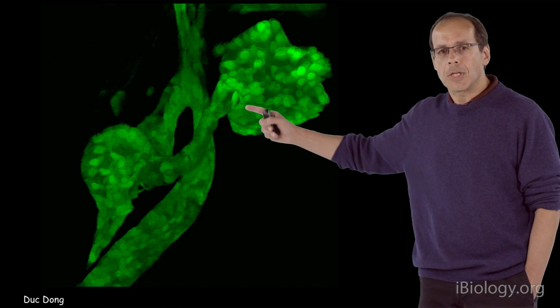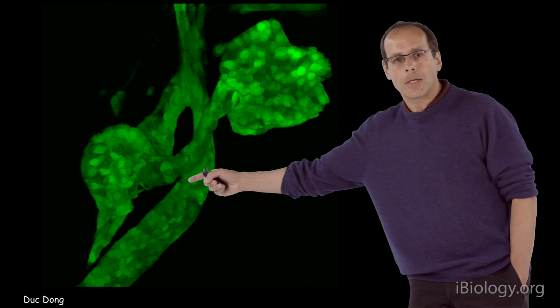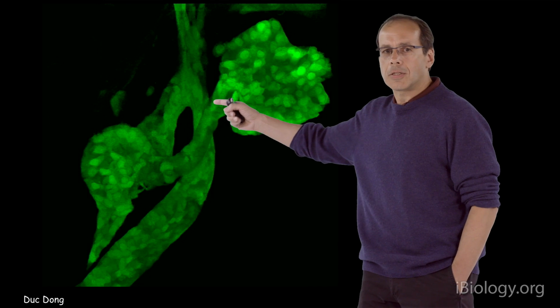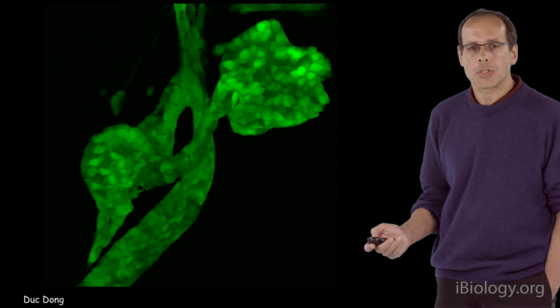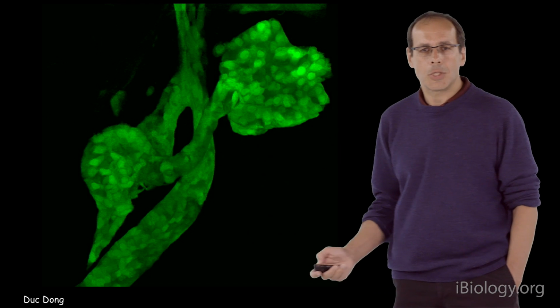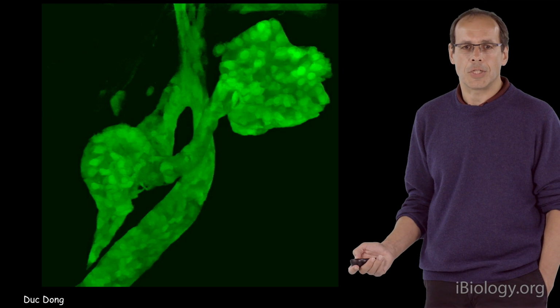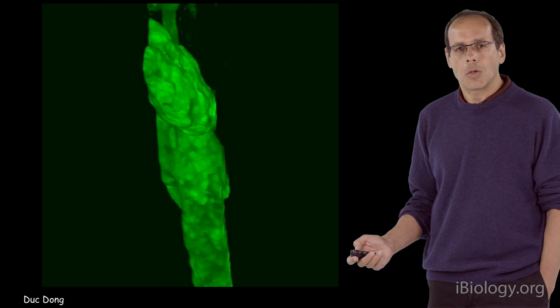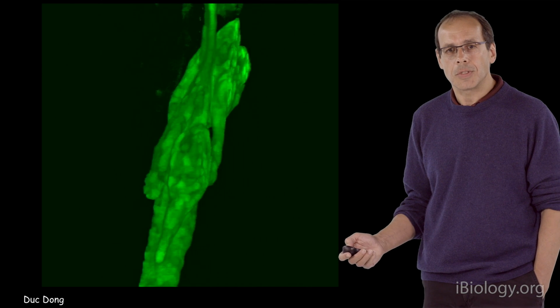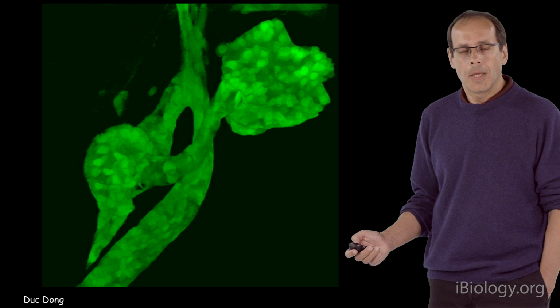So again, we have the liver right here, and the pancreas right here, and then this is the hepatopancreatic duct connecting the two. And again, I'll just rotate this movie. Behind these is the swim bladder, which is a buoyancy organ for the fish. And again, you can get a sense of the single cell resolution that one can achieve for these vertebrate organs.